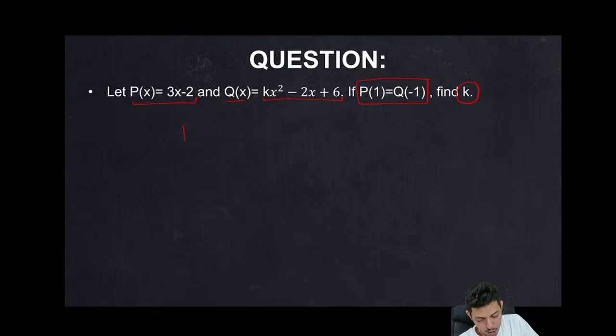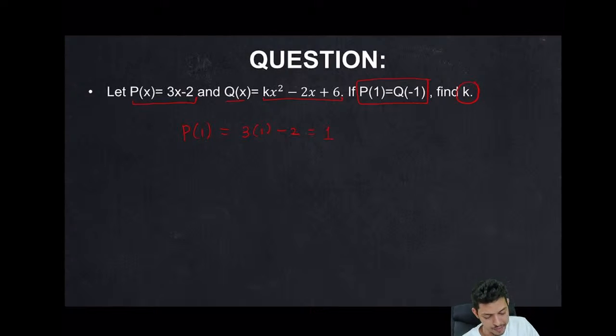Now what do we mean by p of 1? If you have understood whatever I just told in the previous slide, one must be very clear that p of 1 simply means in place of x, wherever you find it in the polynomial p of x, put x is equal to 1. If you put x is equal to 1, this will turn out to be 3 times 1 minus 2, and that is how much? That is 1.